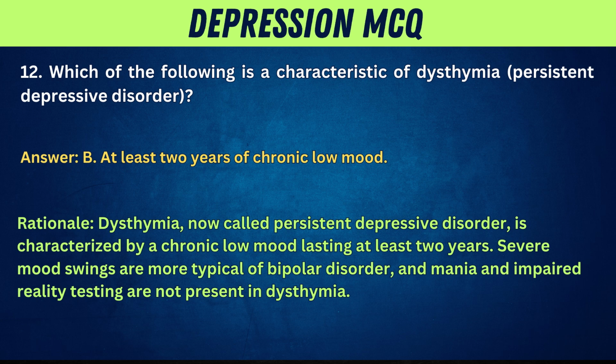Rationale: dysthymia, now called persistent depressive disorder, is characterized by a chronic low mood lasting at least 2 years. Severe mood swings are more typical of bipolar disorder, and mania and impaired reality testing are not present in dysthymia.